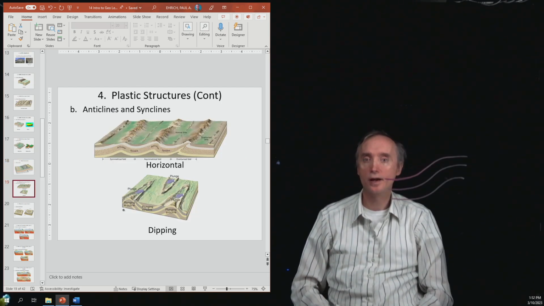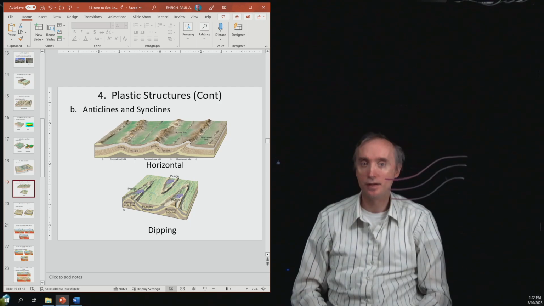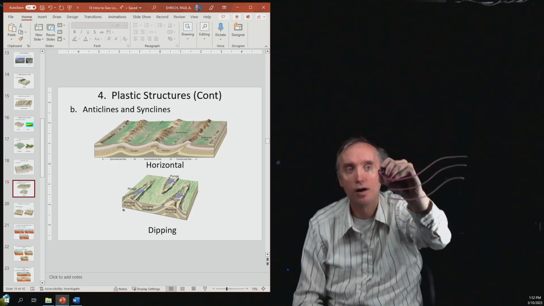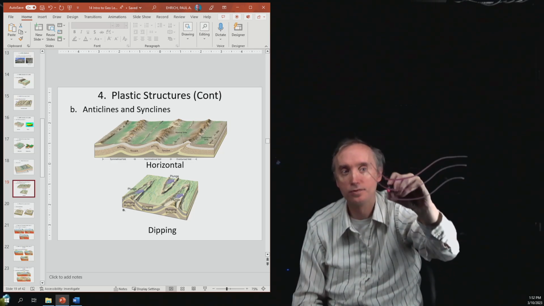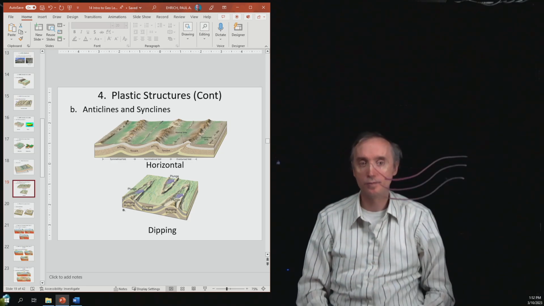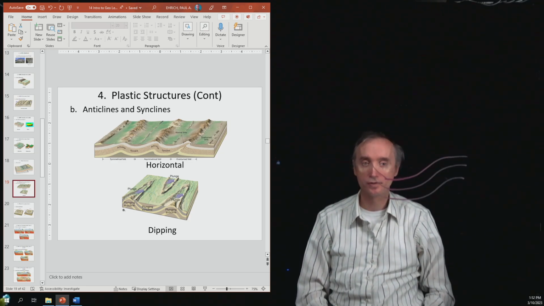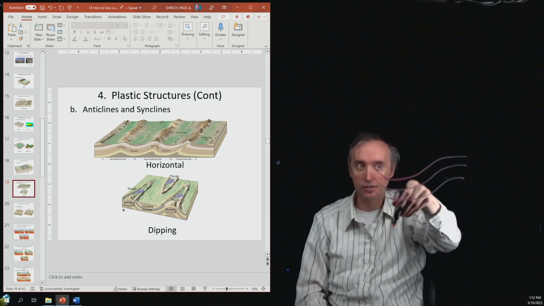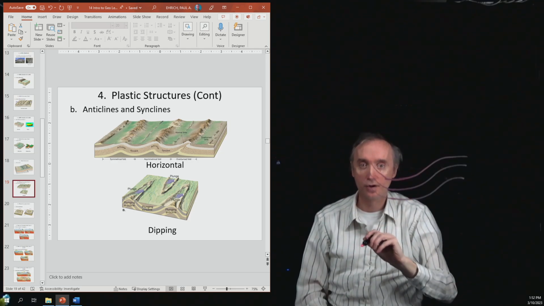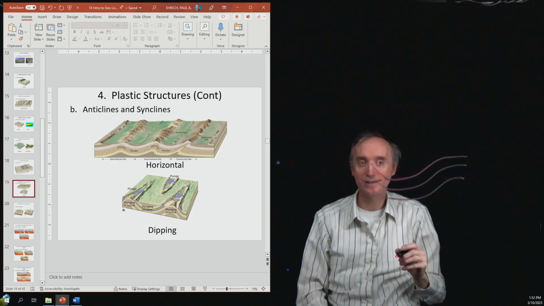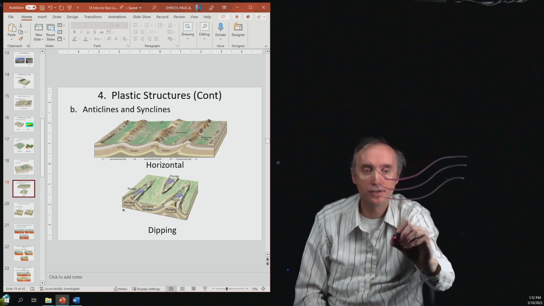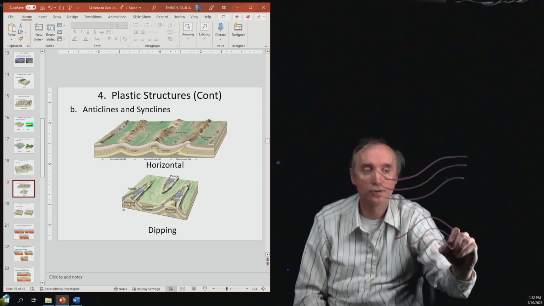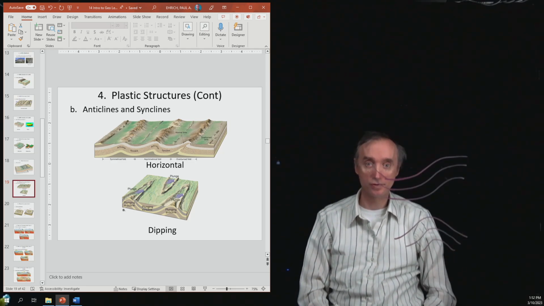Okay, now let's compare that to an anticline and then a syncline. Whenever you have rocks that are bowed downwards like this, that's going to be called a syncline. Just think about when you commit a sin, where do you go? You're going to go down. So this is going to be a syncline. Then you also have anticlines. An anticline is going to be like this, so it's going to be bowing upwards.